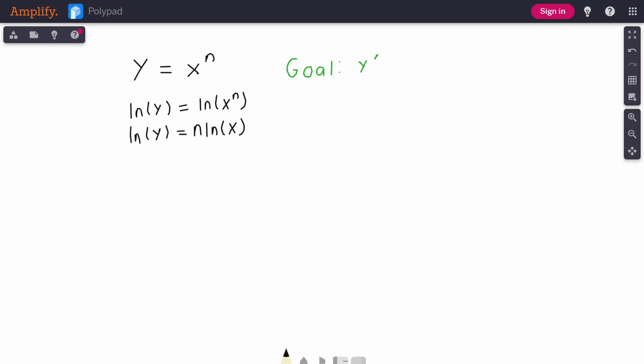Okay? And now we're going to take the derivative of both sides with respect to x. So the derivative of the natural log of y with respect to x is going to be 1 over y, but then because y is a function of x, we're going to have to multiply by y prime. That's the implicit differentiation part. Okay, and then n times the natural log of x. So n is just a constant. So the derivative of the right-hand side is going to be n times the derivative of the natural log of x, which is just 1 over x.